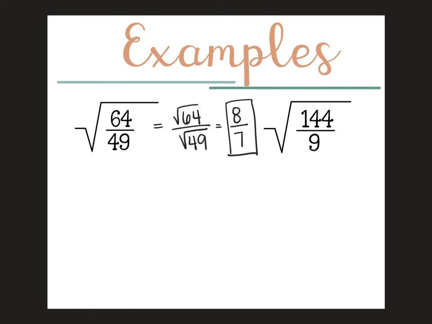Same idea for the second one. So I want to rewrite, I'm going to put this one down here. I'm going to rewrite it, so I want square root of 144 in the numerator and square root of 9 in the denominator. And then again, if you check your list, these are both perfect squares. Square root of 144 is really 12. Square root of 9 is really 3. And then this can go one step further because 12 divided by 3 is actually 4.